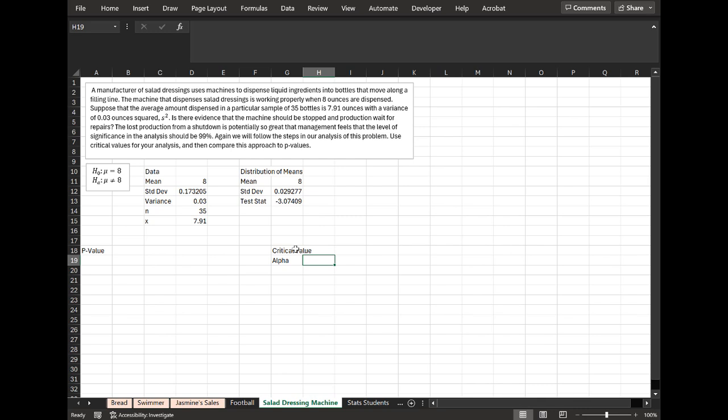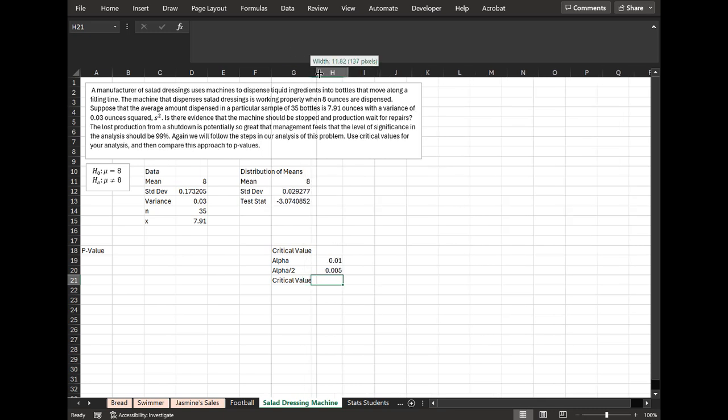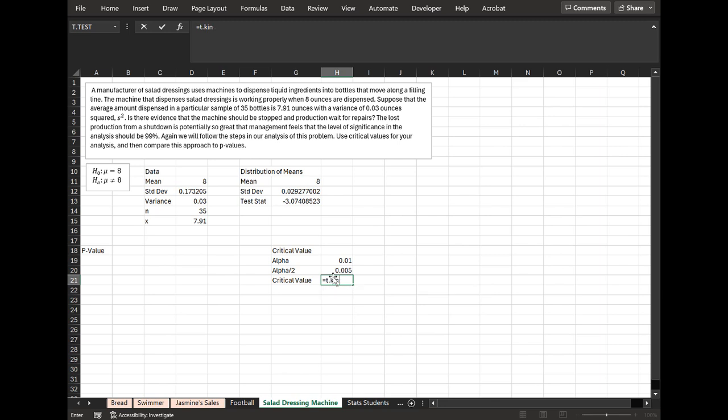For my critical value, notice that we're testing at a significance level of 99%. That means that my alpha value is 0.01, but since this is two-tailed, I have to take that alpha value and divide it by 2. That's important for finding my critical value, because my critical value is getting split between two tails. So I'm going to use that t.inv function, and I take that alpha divided by 2, that's going to be my probability. And then for my degrees of freedom, I'm going to take my n minus 1. I could also write my df over here. Okay, so here's my critical value, but I need the positive and negative version of this.